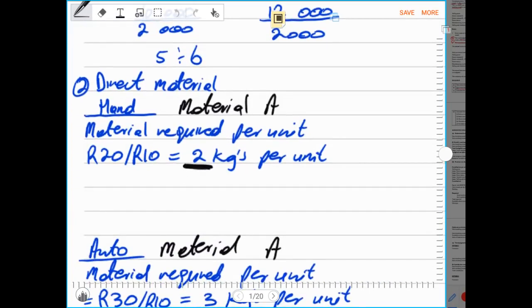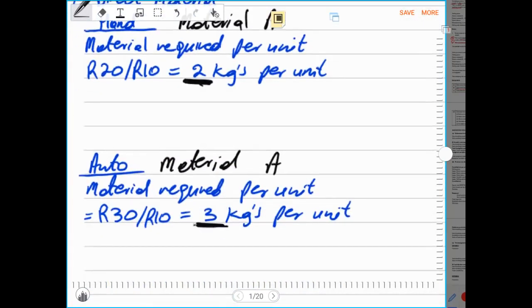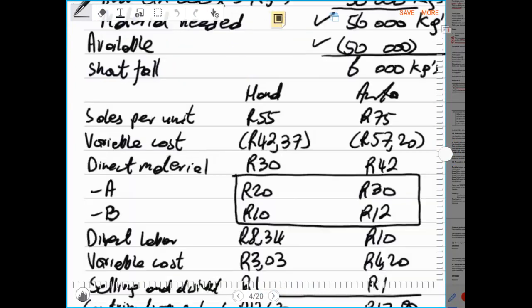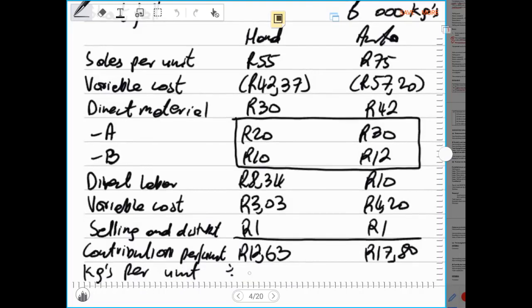Hand washing powder requires 2 kg and auto washing powder requires 3 kgs. So now we always divide by the limiting factor per unit. Our limiting factor per unit is 2 kgs per unit, and here 3 kgs. After we have divided by that, it will give us the contribution per kg, meaning the contribution per limiting factor, because the limiting factor is kgs.